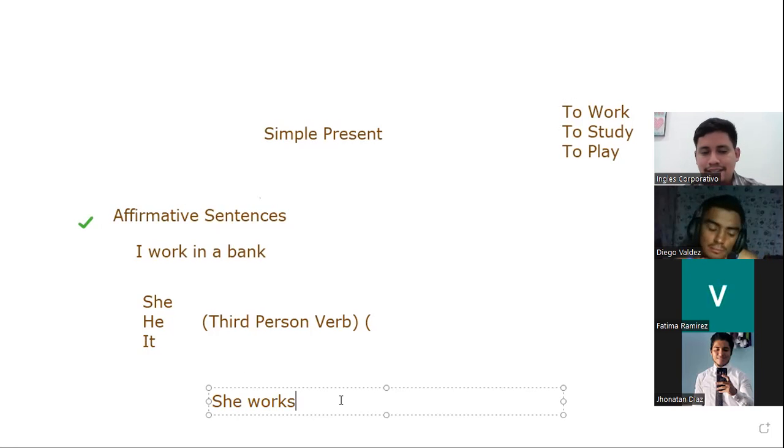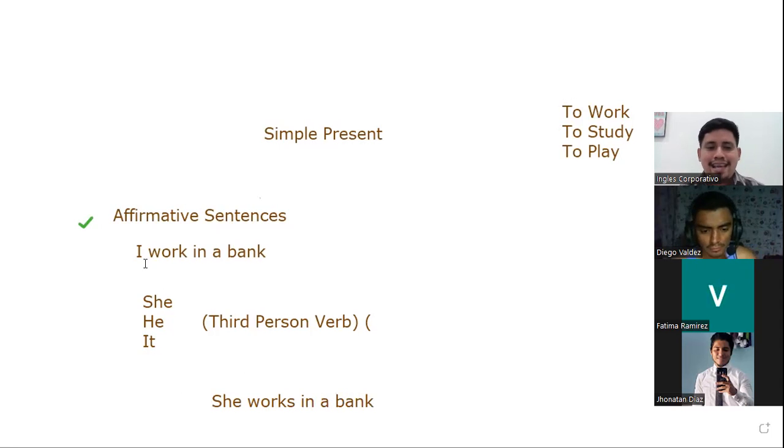Vamos a ver un poco de las reglas del uso de ello. Ahora, ¿qué puedo escribir como complemento? In a bank, de igual forma, puedo complementar con eso. Okay. He works in a bank. La primera, yo digo, I work in a bank. En la segunda, yo digo, she works in a bank. Muy bien, básicamente eso. Si utilizo she, he, or it, utilizamos verbo de tercera persona. Los verbos de tercera persona son los que terminan en S. ¿Sí queda claro hasta ese punto? Sí, sí, gracias. Excelente.